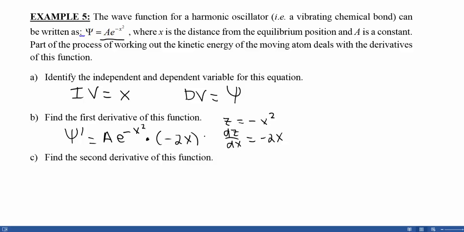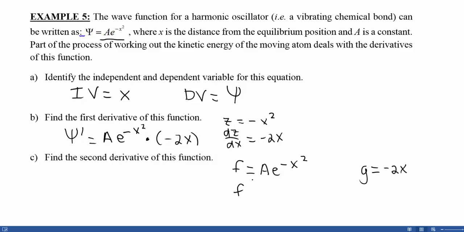Part C, find the second derivative of this function. The second derivative is even more interesting than the first derivative, because not only am I going to have a chain rule, I'm also going to have a product rule. If you look at the first derivative, you can see I have two functions multiplied together that both contain the variable x, which means I'm going to have to separate them out into f of x and g of x so that I can use the product rule. My first function I'm going to call f, so a e to the negative x squared, and my second function will be my g, which is negative 2x.